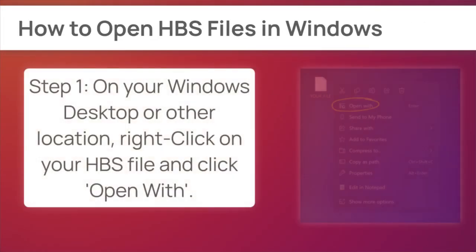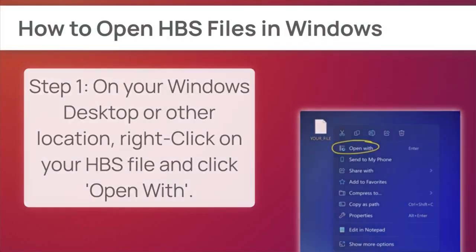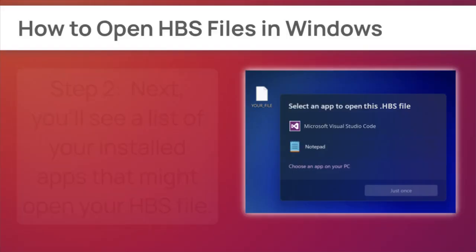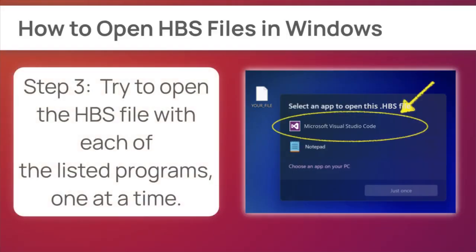To unlock the data, right-click the HBS file and select Open With. Test Microsoft Visual Studio Code if available. If it's absent, choose another program. We must determine which app can properly read the header.